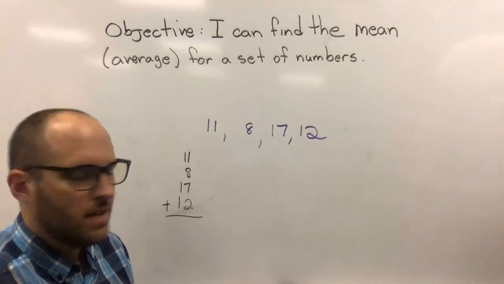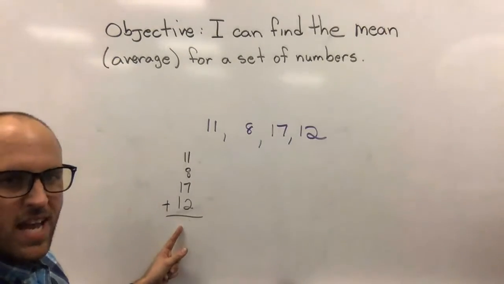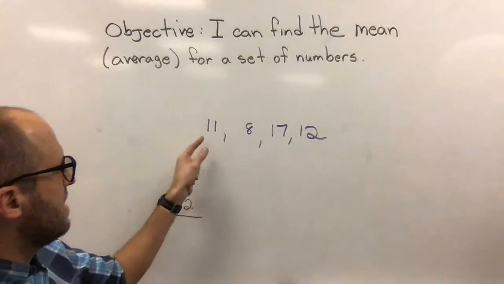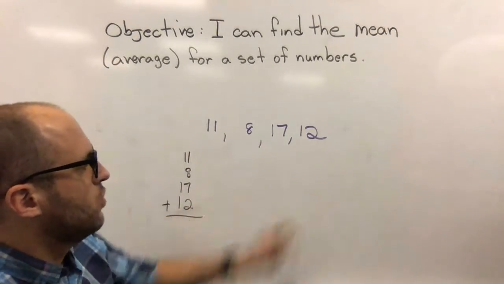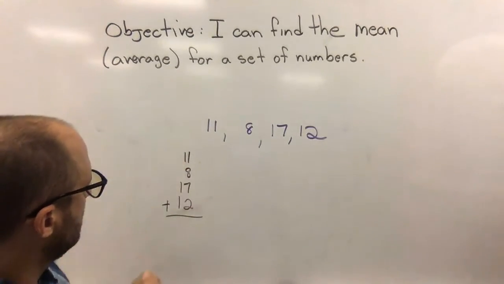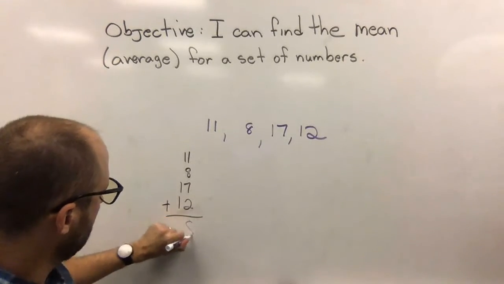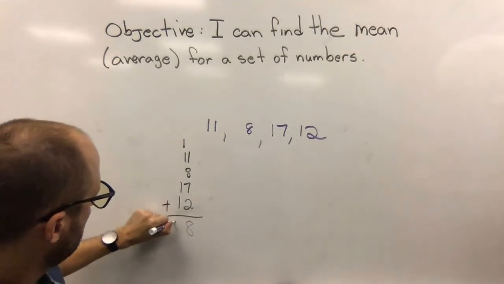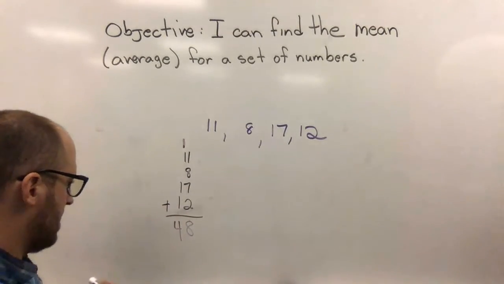So, if you look at my problem here, the first step is we have to add all our numbers together. For this grouping, we have 11, 8, 17, and 12. So let's go add this together. 7 plus 2 plus 1 is 10, plus 8 is 18, and we carry the 1. 1, 2, 3, 4, we have 48.